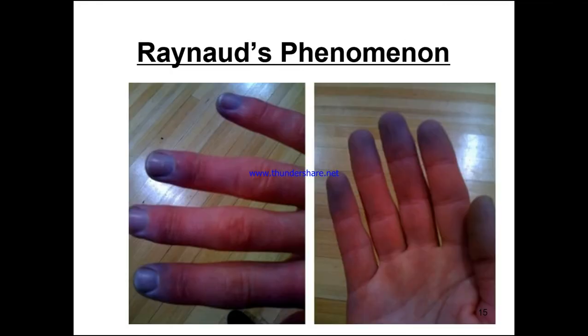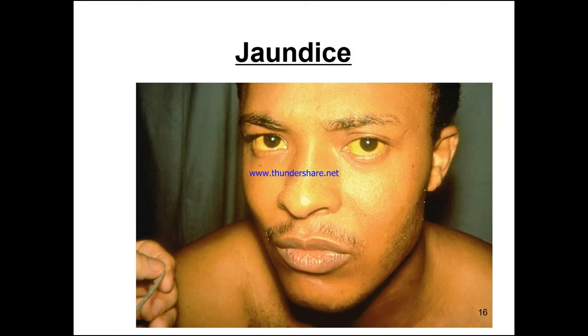We have something called Raynaud's phenomenon. Raynaud's phenomenon is to do with poor peripheral circulation. And so here we can see, in this patient, the bluing of the fingers. So we'll start to look at this.